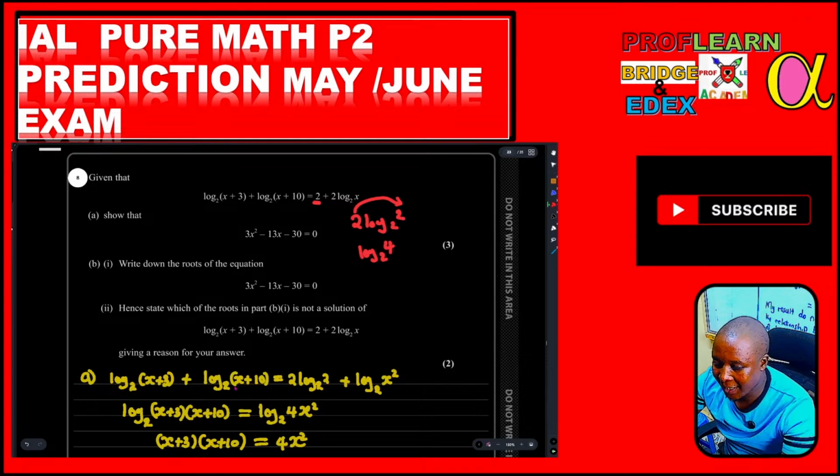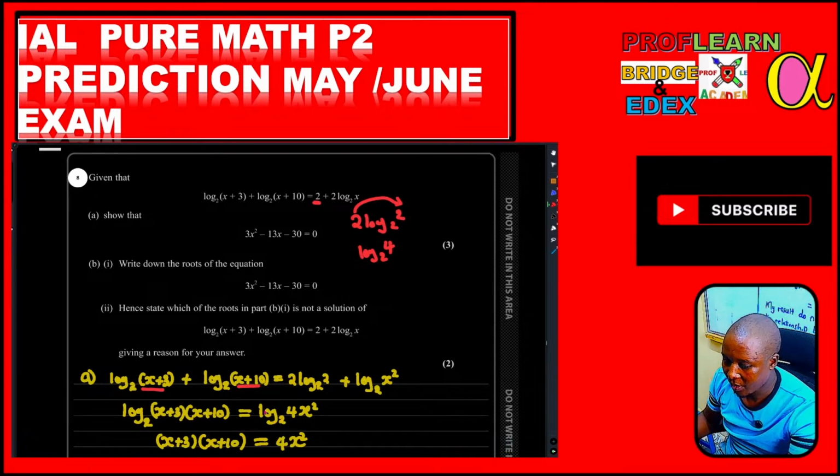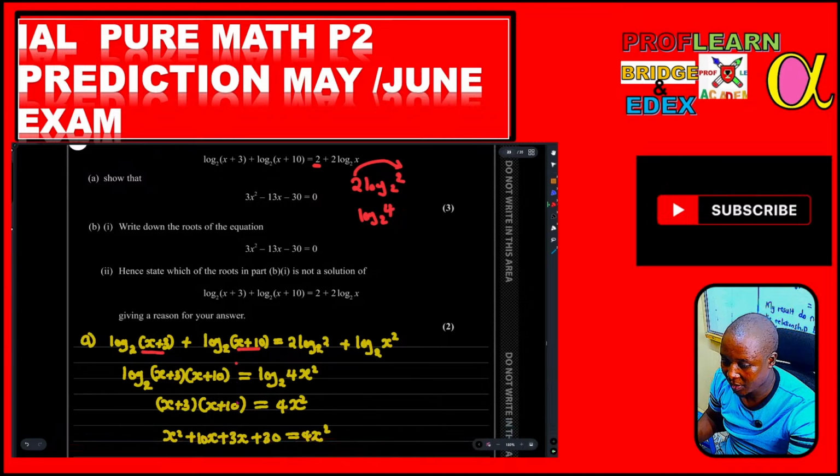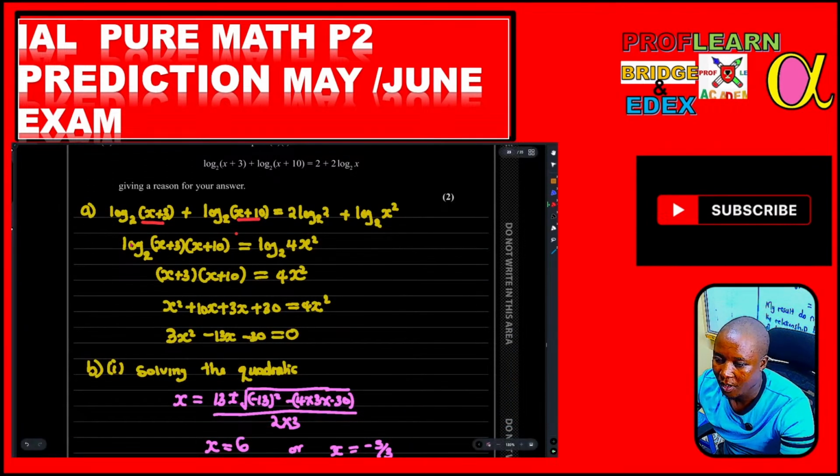So I'm going to plug it in here so that every term is a log. I can combine this, I can combine this, and also I'll take this up, and these two can be taken up, then I can combine them. So you can see this equation reduces to (x + 3)(x + 10) log base 2 equals 4 times x squared, because this term was log 4 base 2 and this is x squared. If you combine them you are going to have that.